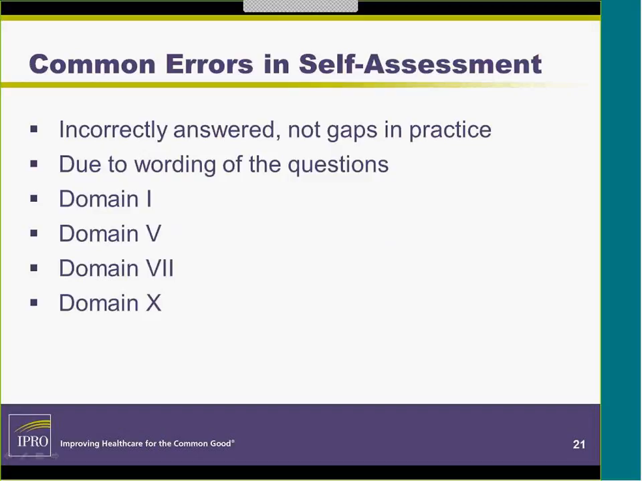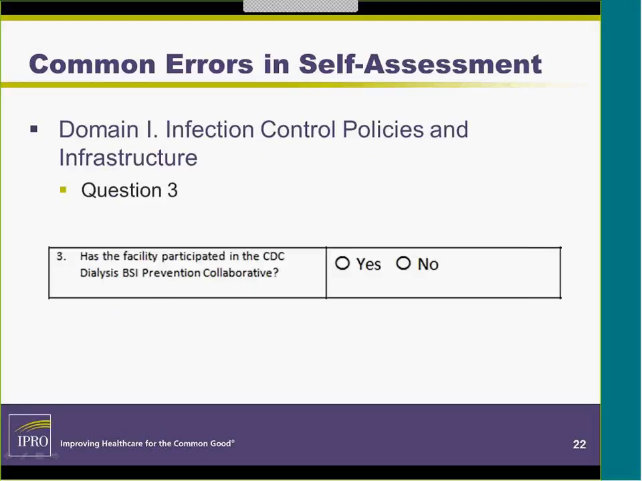Some of the common errors I've found in self-assessment through the site visits so far are questions that are answered incorrectly due to wording or misunderstanding of the question, rather than gaps in practice. It's important to understand what the question is really asking to be able to answer it appropriately. So I did just want to review these with you. The common errors in self-assessment include questions in domains 1, 5, 7, and 10.